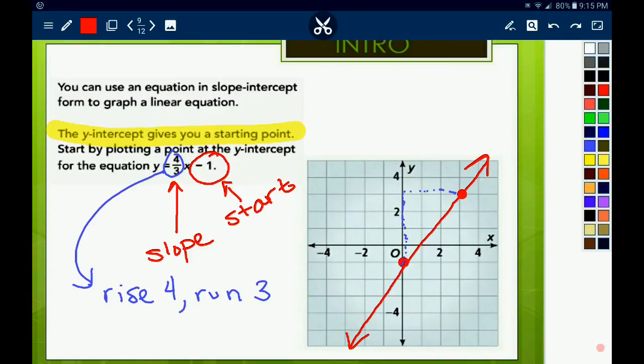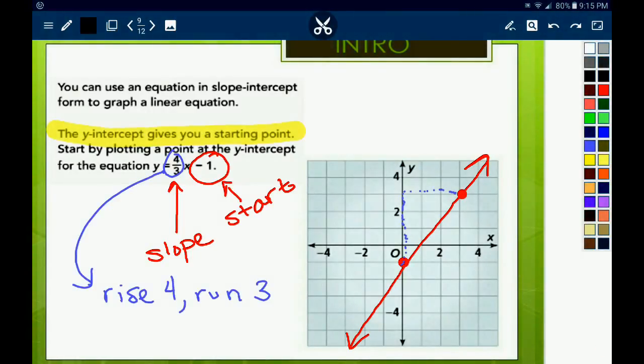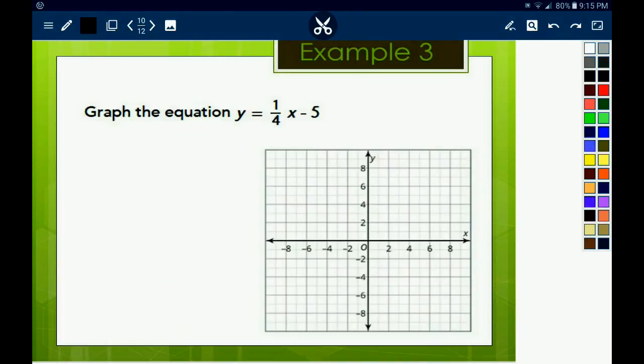Before, we would create tables to do this, and this is kind of like a quick trick now that we've learned what all these different pieces of this formula really mean. So there's no need to make a table anymore. All we need to do is look at the b and the m, starting with the y-intercept and then applying the slope. So let's try this in another example.